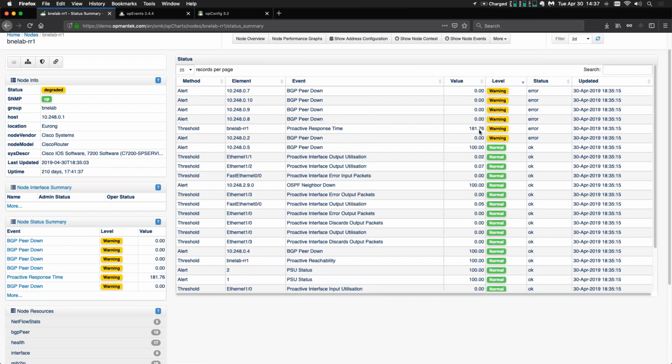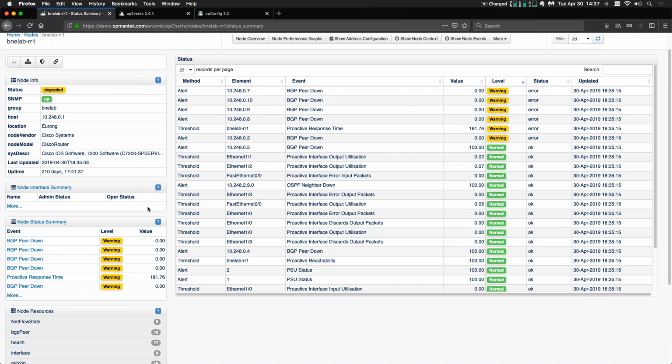Proactive response time is high. There's an error there as well. So there are several different elements here that we could be drilling into and trying to understand. Are these elements that we need to be worried about? Are these elements that we could stop monitoring, that we should stop alerting on, or is this something where the configuration of this device needs to change?